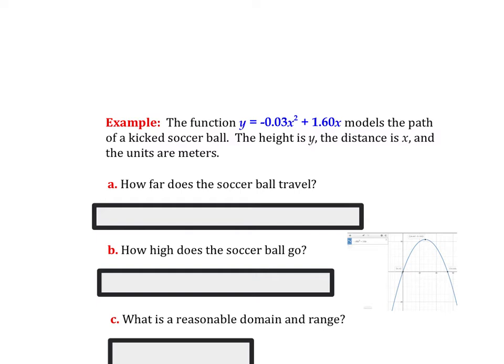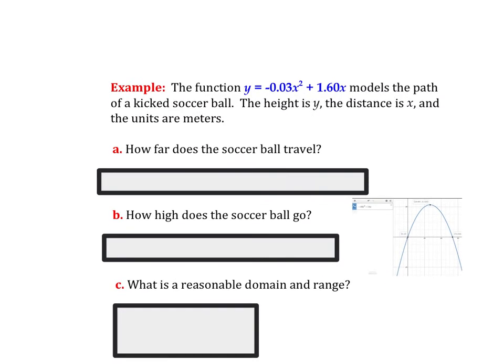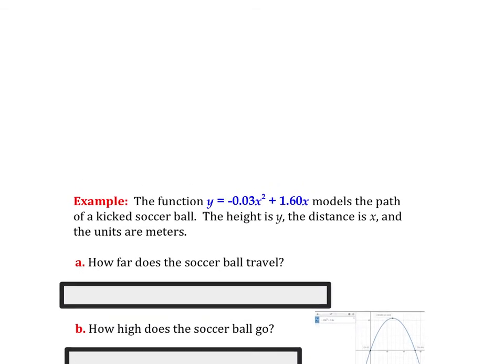Height is y, distance is x. So this one's comparing the vertical height, vertical distance, versus the horizontal distance traveled. And no surprise here, same old questions. How far does it go? Meaning, when does it hit the ground again? How high does it go? Meaning, what's the vertex? What's the reasonable domain and range? So 0 to whatever. Just like before, we could do these by hand if we wanted to.